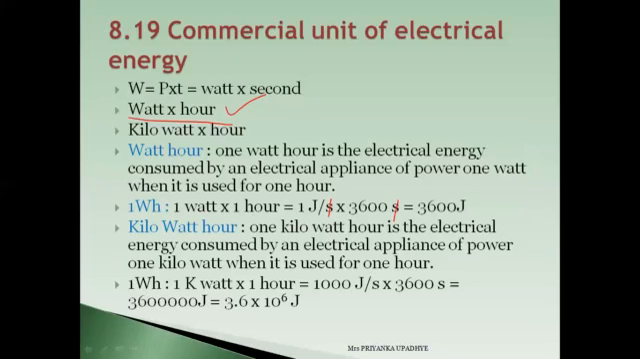Next, 1 kilowatt hour. So what is 1 kilowatt hour? It is the electrical energy consumed by an electric appliance. Consider a fridge of power 1 kilowatt, used for 1 hour. Whatever electric energy it consumes is known as kilowatt hour. 1 kilowatt hour is equal to 3.6 into 10 raised to 6 joules.